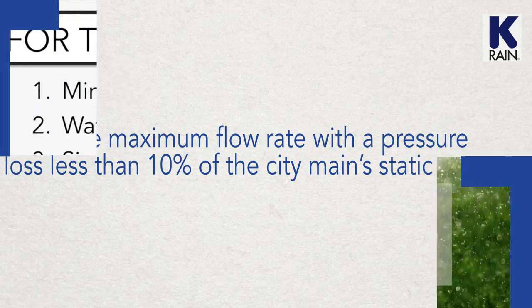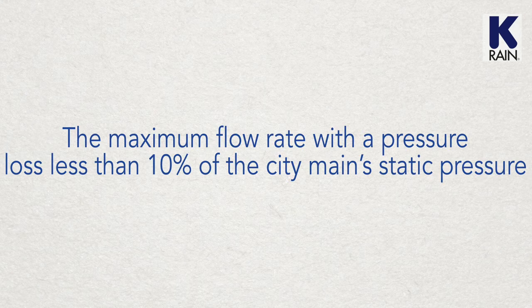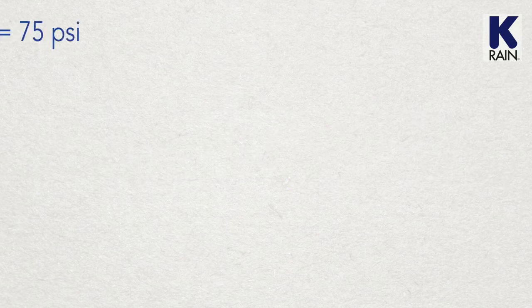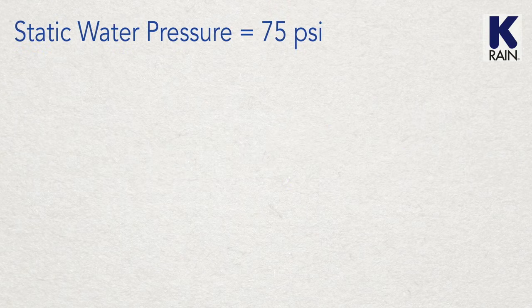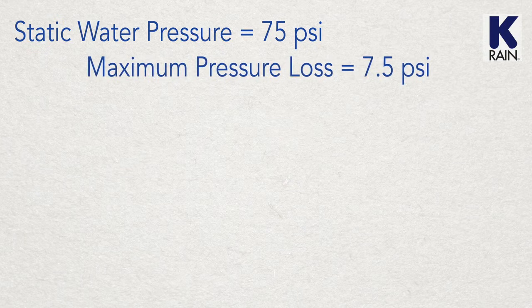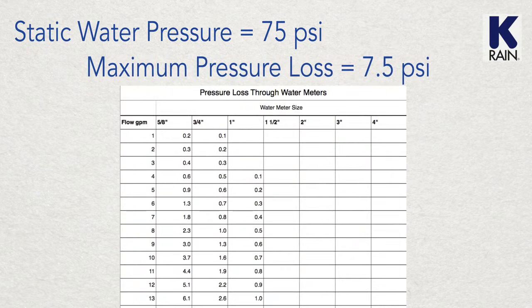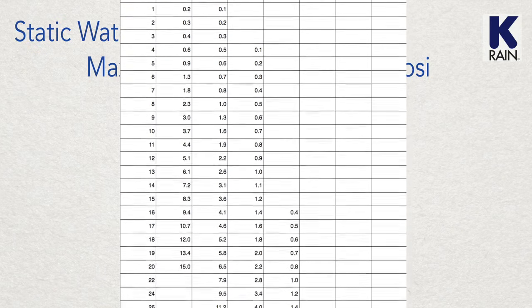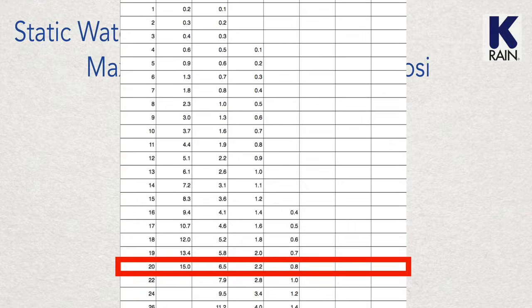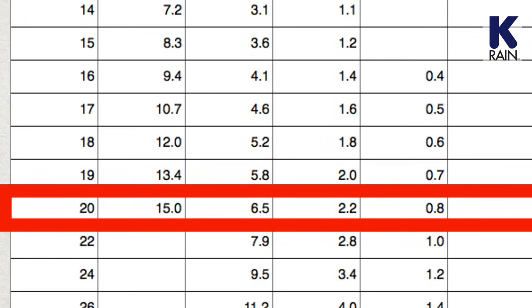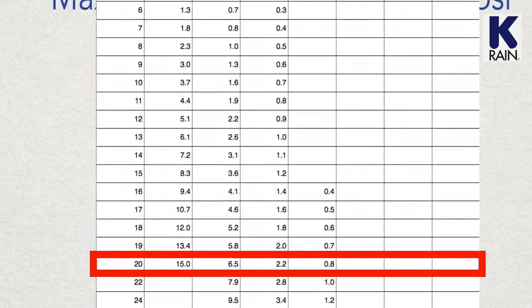First test, the maximum flow rate with a pressure loss less than 10% of the city main static pressure. Since our static water pressure is 75 psi, the maximum pressure loss is 7.5 psi. Consulting the pressure loss through water meters chart, we see that the maximum flow rate under the 7.5 psi pressure loss is 20 GPM, with a pressure loss of 6.5 psi.